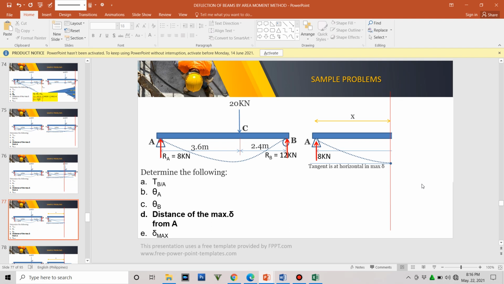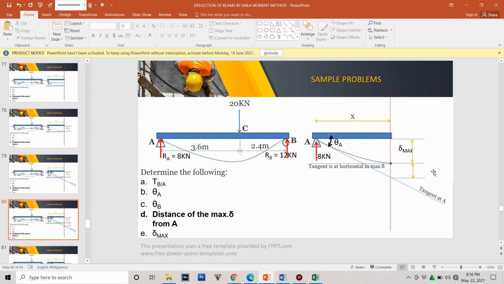So, we do not know yet the distance of that one. So, we delegate an x for that, wherein the deflection maximum is located. So, just the same, lagay rin natin yung tangent line at A and its slope. Kasi banda rito yung ating delta max.